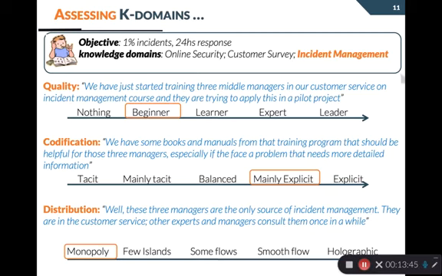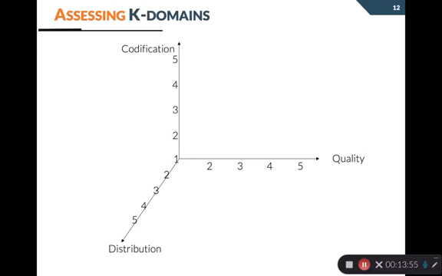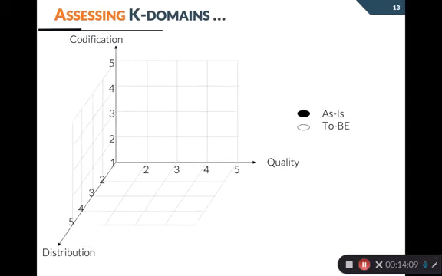But there is a question here. When we assess the situation of any important knowledge domain, KSP suggests this three-dimensional perspective. And of course, each knowledge domain can be situated on one point in this area. But we have to make a distinction between two states: the current situation of the knowledge domain, which we call as-is, and the expected situation of the knowledge domain, which we call to-be.